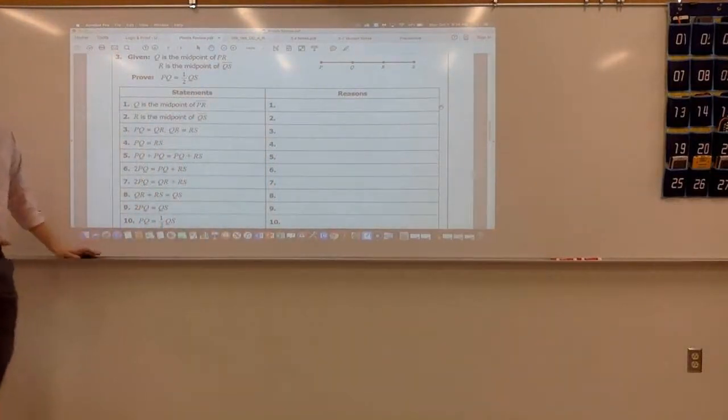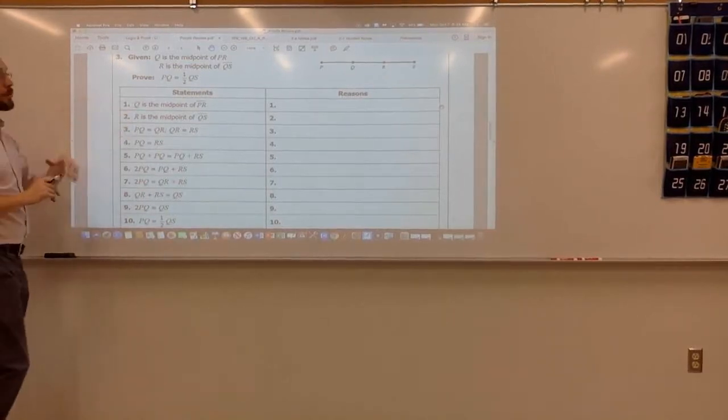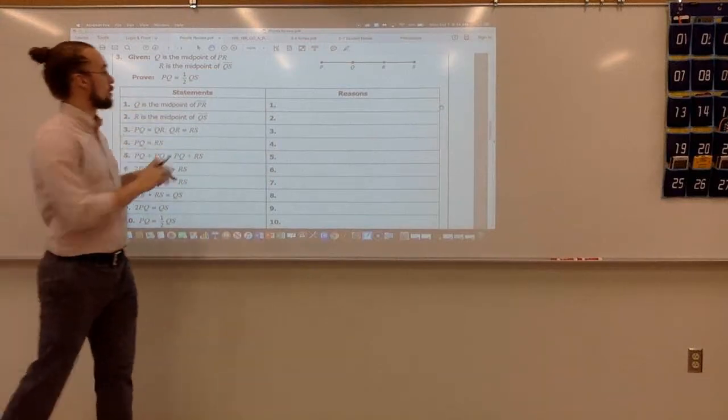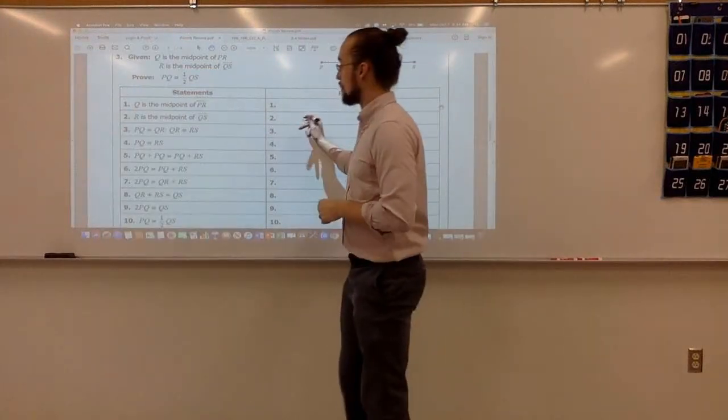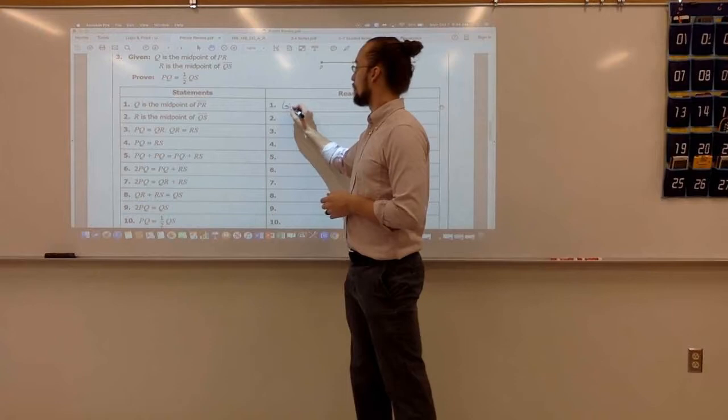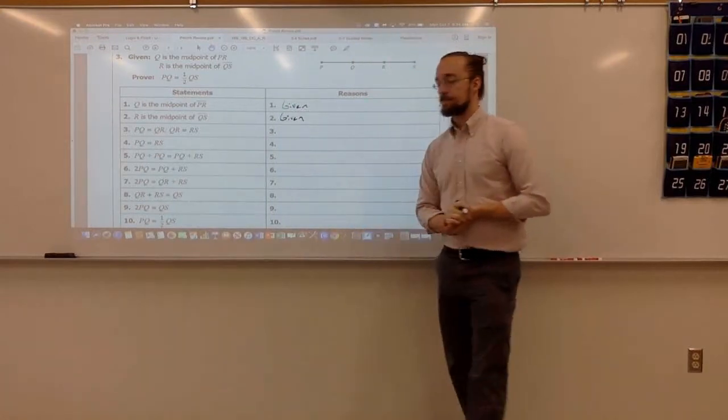All right, so on this one, we're given two pieces of information, which they put in the first two lines. Q is the midpoint of PR, and R is the midpoint of QS. So both of my first two lines are given.